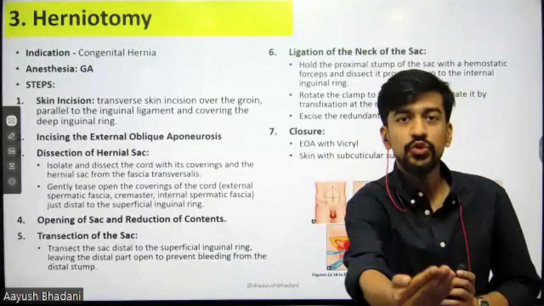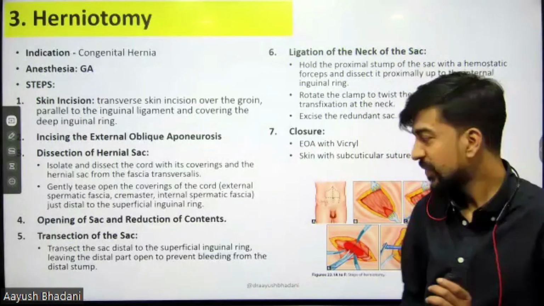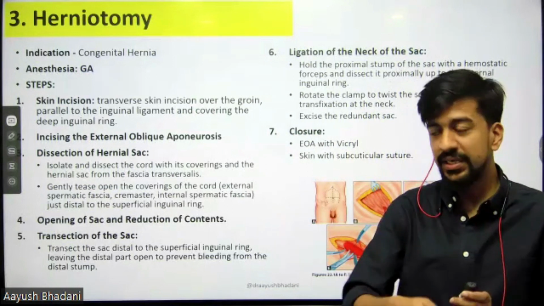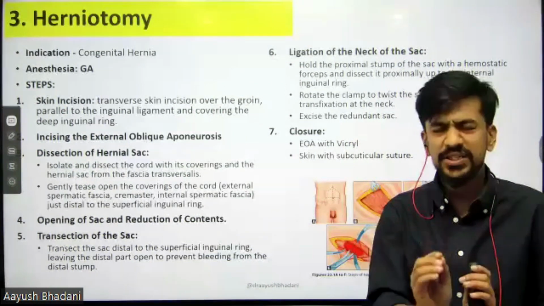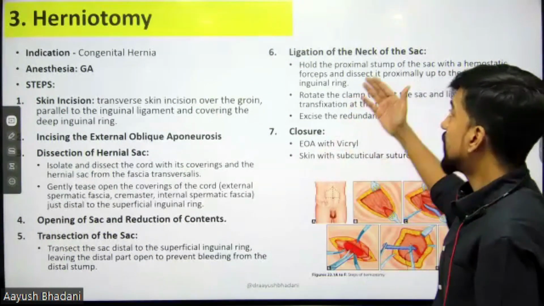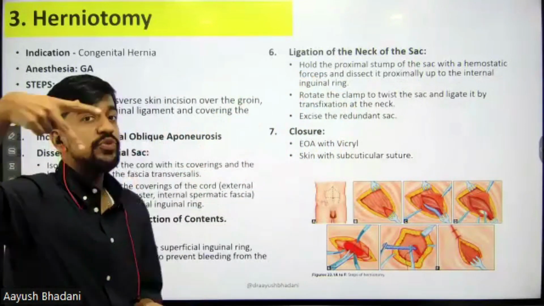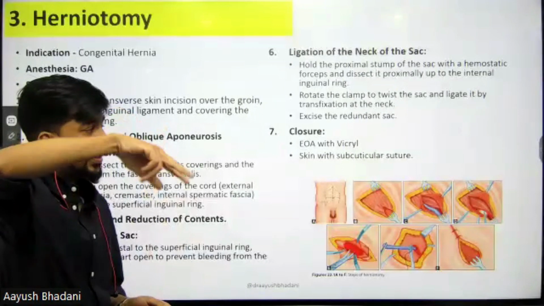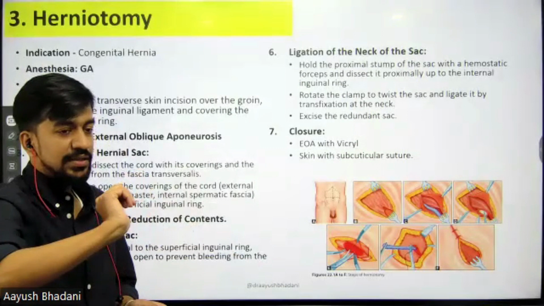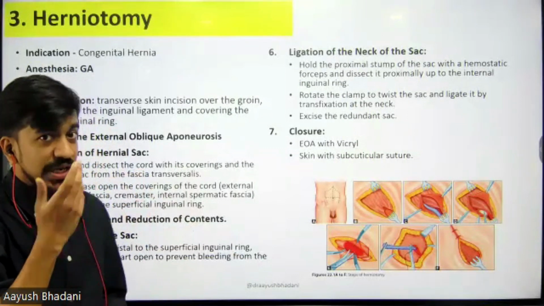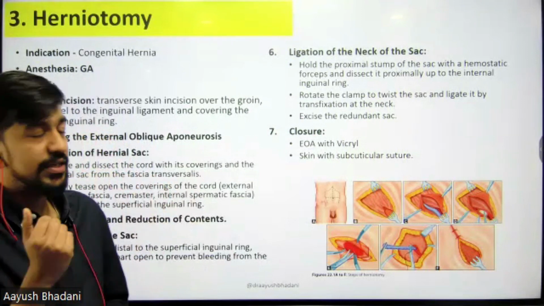Whatever is distal to the sac, which is going to the scrotum, we just cut it and leave. Why? Because if we suture it back, there might be chances of bleeding and formation of a swelling. So we just leave it so that if there's a small amount of bleeding, it will get absorbed. But what we do with the neck of the sac is we hold the proximal stump with two hemostatic forceps, pull it up, transfix it with a suture, put it back. What kind of suture? We cannot afford a proline here because it's a small little baby. So we usually do it with a vicryl.